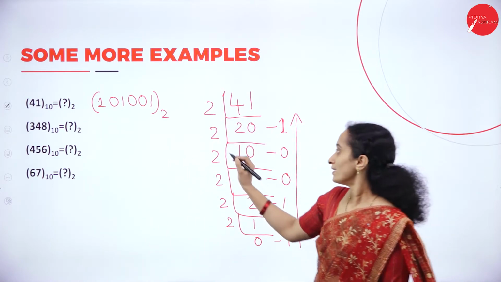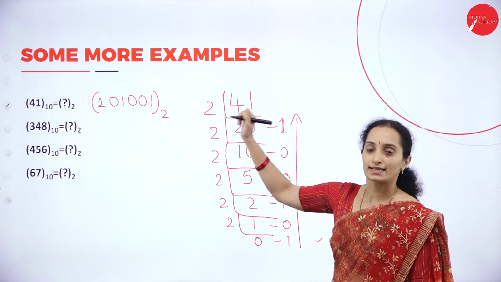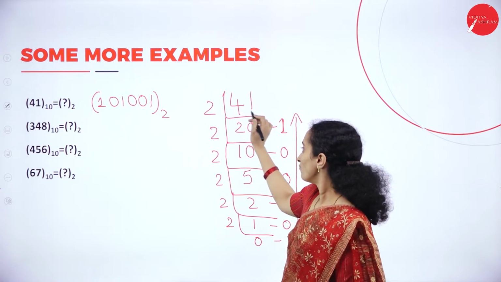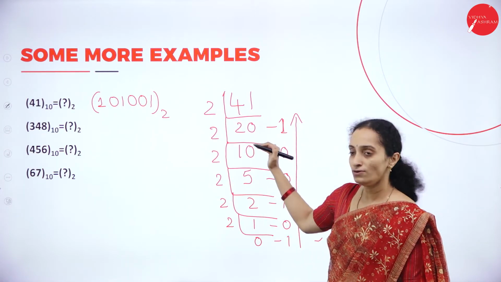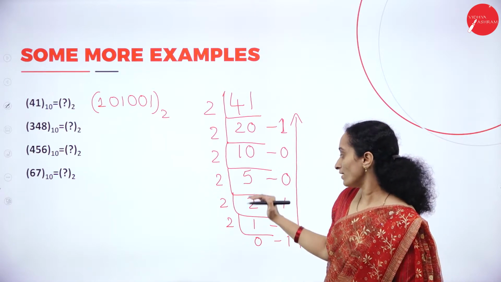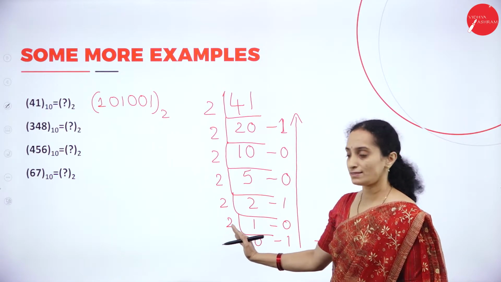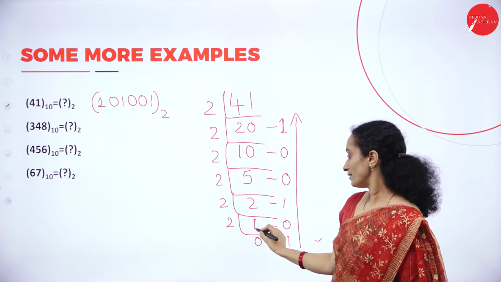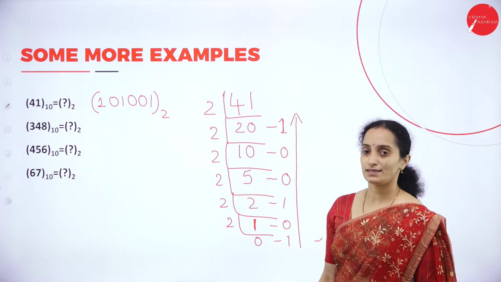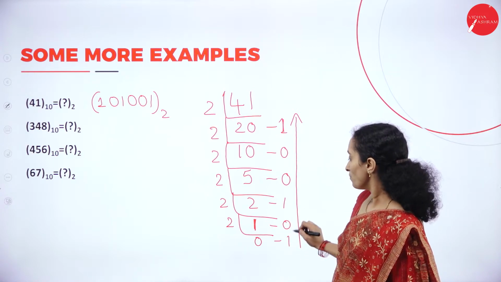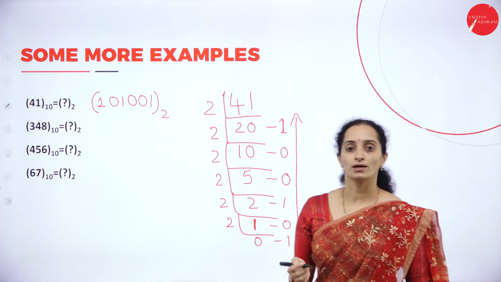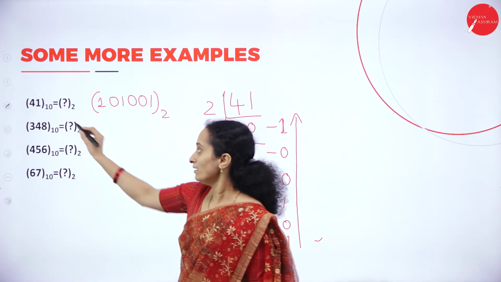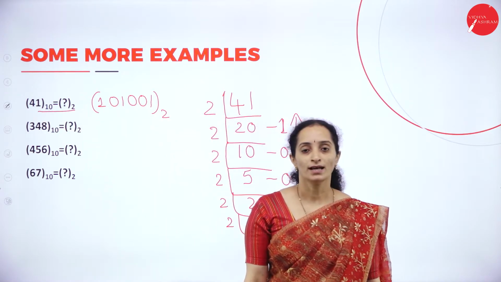Now are you clear? Perform the successive division if it has the integer part. 41 by 2, the quotient is 20, then 10, 5, 2, 1. Can divide it as 2, 0. Keep the last quotient as the remainder 1. The answer is 101001 to the base 2. So this is one of the examples that has been shown here.